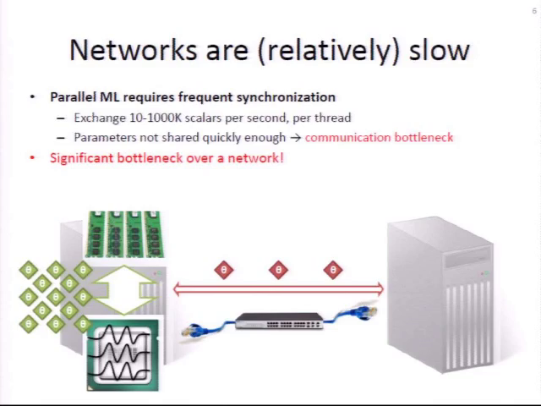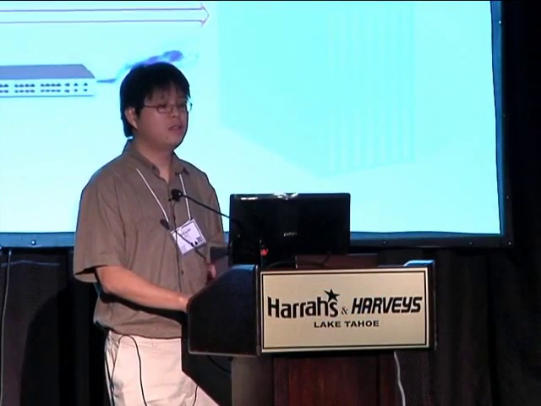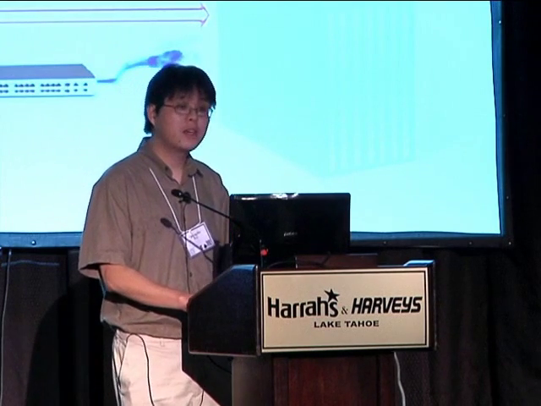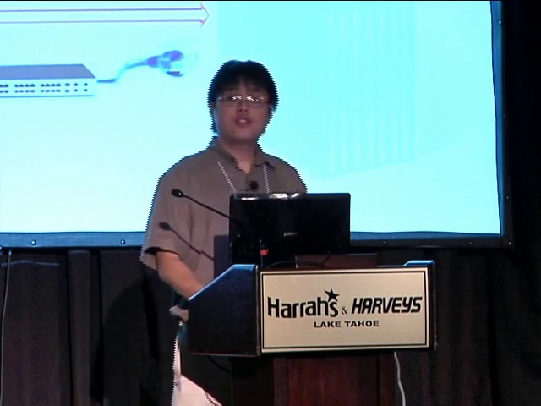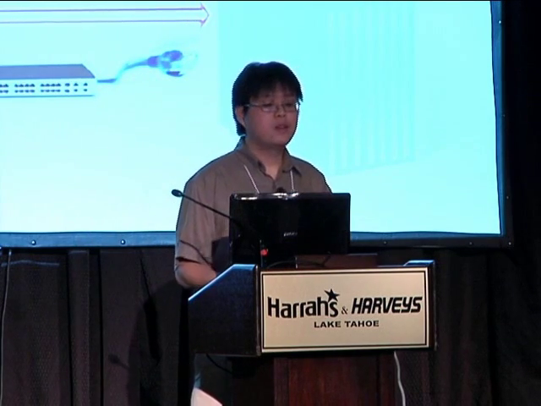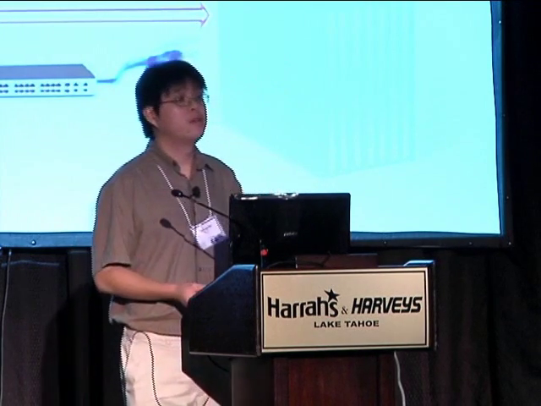The thing is that parallel ML requires frequent synchronization. You tend to have to exchange between 10,000 to 1 million scalars per second per thread in the single machine setting. If the parameters are not shared quickly enough, you get a communications bottleneck. And this is a significant bottleneck over a network.